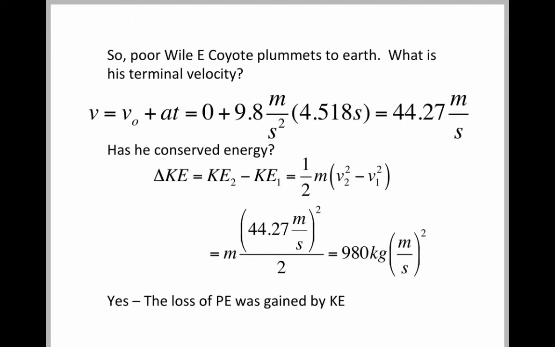So what would be the amount of kinetic energy that we would have? Initially, at state 1, we had started out with no kinetic energy because the initial velocity was equal to 0. But the terminal velocity was equal to 44.3 meters per second. So when I take that governing equation for kinetic energy, I find out that I have 980 kilogram meter squared per second squared as a measure of energy, but that's my kinetic energy.